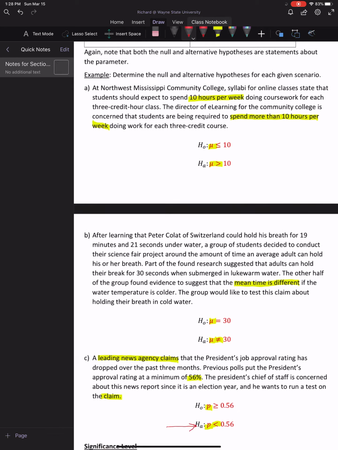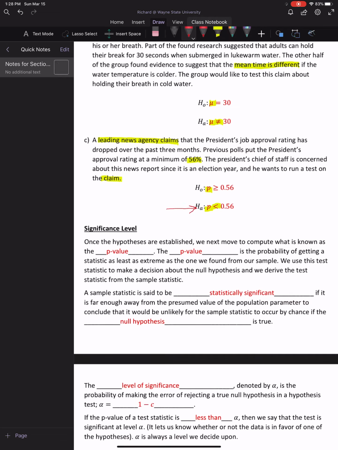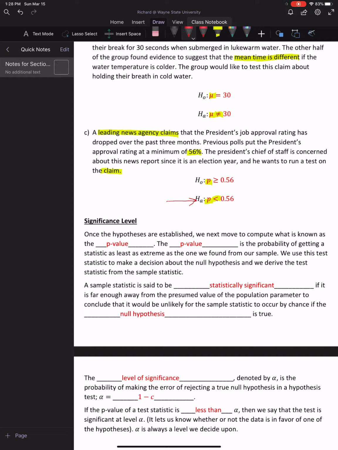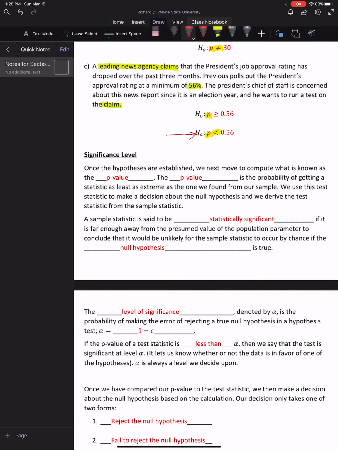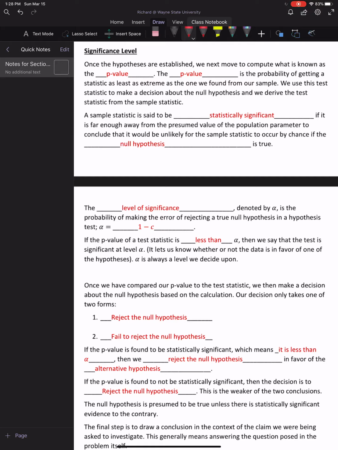Okay guys, welcome back. In this video we're going to talk about the next part of the hypothesis test. After we've established the hypotheses, we look to something called the significance level. So that's what we're gonna be dealing with. Again, everything that you see in red here is what you would be writing in on the guided notes for sections 10.1, 10.2, and 10.4 that you again can find on the Canvas course website.